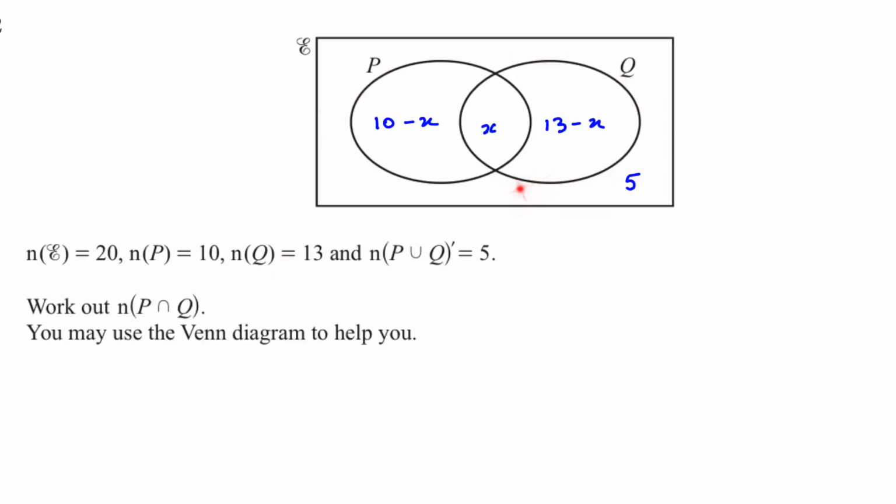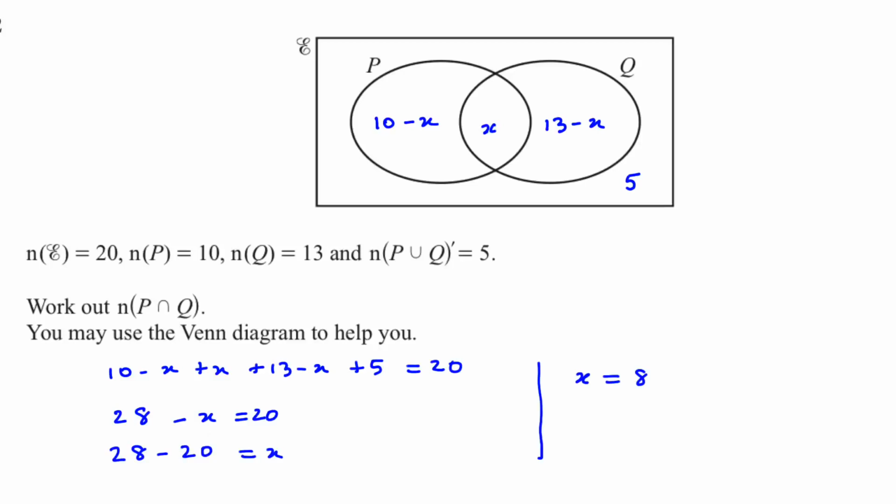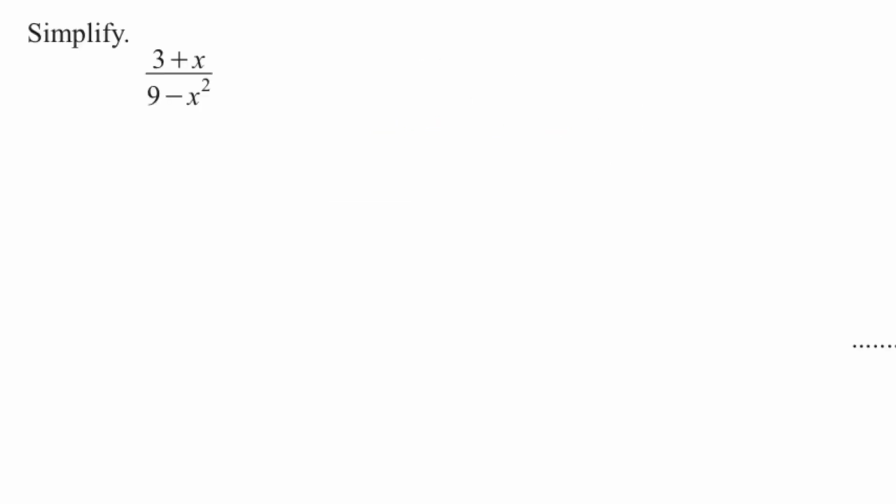When you add these numbers with the variable, you are going to get 20. This negative x plus x will get cancelled. 10 plus 13 plus 5 minus x will equal 20. Bring the negative x there, it will become positive, and the 20 here. So x is equal to 8. Your intersection is equal to 8.